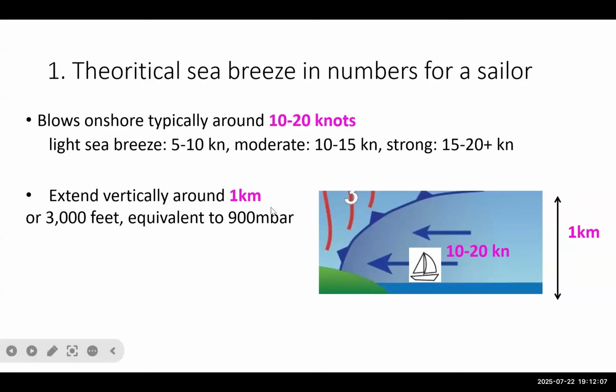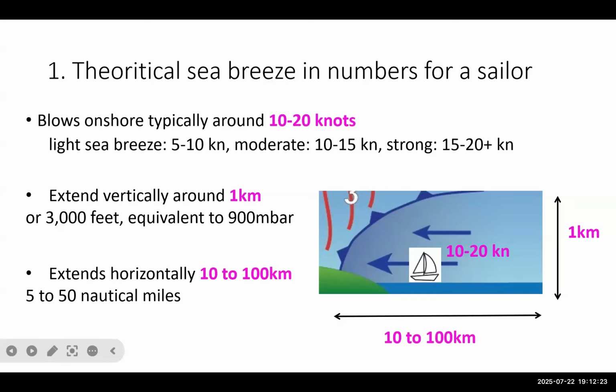Something important to notice is the vertical extension of the sea breeze. It's about 1 kilometer or 3,000 feet, and it's equivalent to the level corresponding to 900 millibars. And the sea breeze also extends at sea around 10 to 100 kilometers, which is 5 to 50 nautical miles. So for example, if you are sailing the Atlantic Ocean and you are approaching Europe, you will not feel any sea breeze if you are more than 100 kilometers at sea.